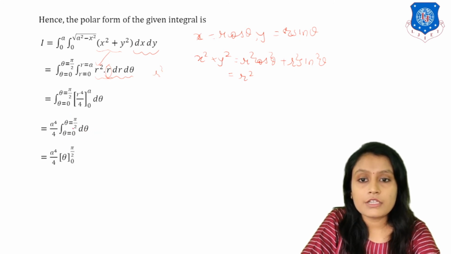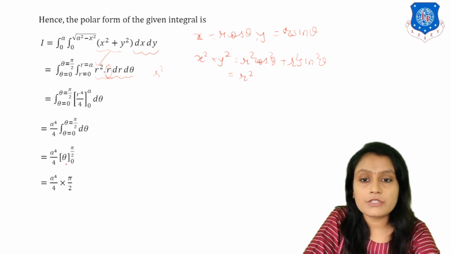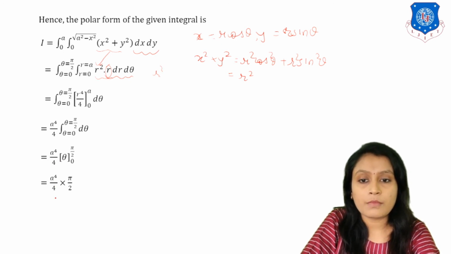Now the integration of 1 d theta is theta, and the limits are 0 to pi by 2. Substitute the limit, so you will get a raised to 4 upon 4 into pi by 2 minus 0, that is pi by 2. Simplify this, so you will get a raised to 4 pi upon 8. So this is the answer of the integration in polar coordinates.